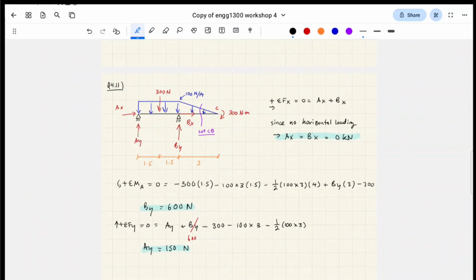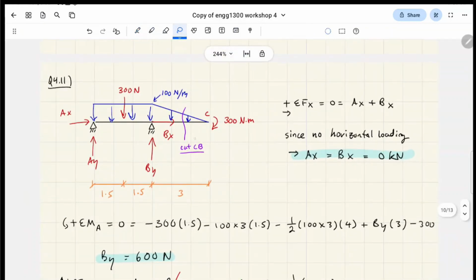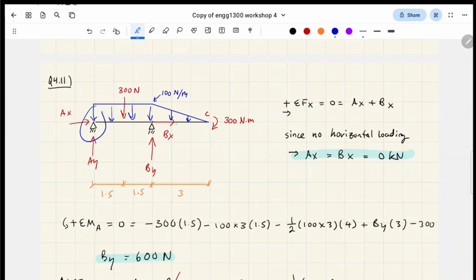I probably won't have time to talk extensively about this question, just because I'm conscious of time. So I'll run you through my thought process. I solve for the support reactions first. There are two pin supports here, but because there's no horizontal loading, even though there's a point moment, we can still solve this because there are only going to be two unknowns, which we can split up using some of the moments.